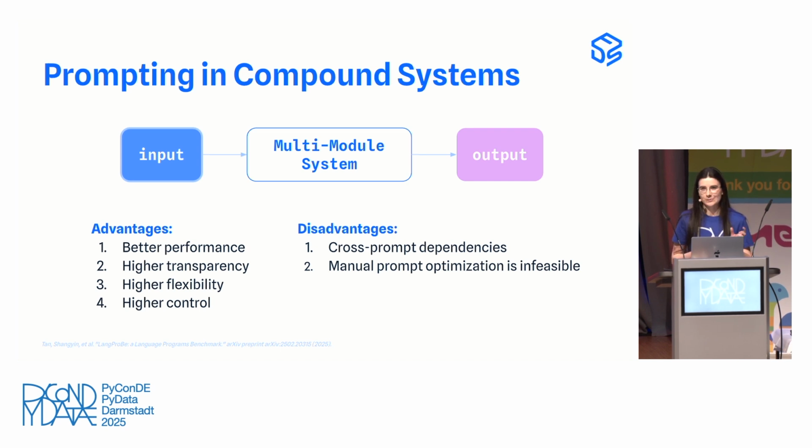For example, a small change in the first component can alter the output a bit, which would result in a huge, unintended side effect in the later steps of a pipeline. Because of these cross-prompt dependencies, manual prompt optimization becomes infeasible. So while compound systems offer important benefits, they also introduce serious challenges in terms of prompt optimization.